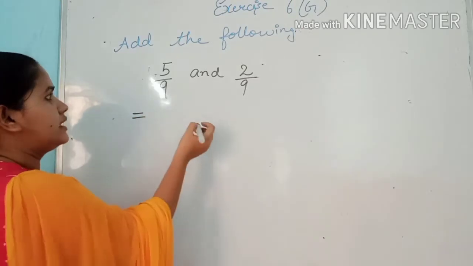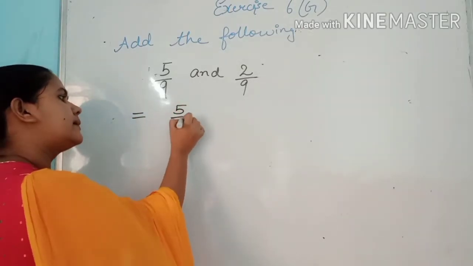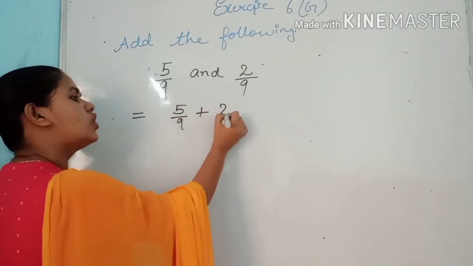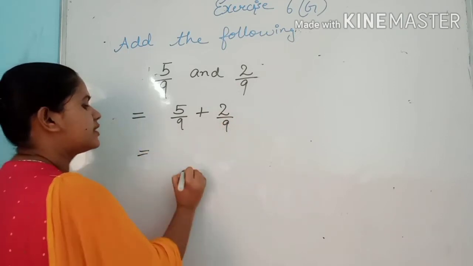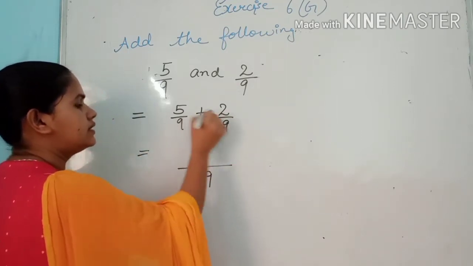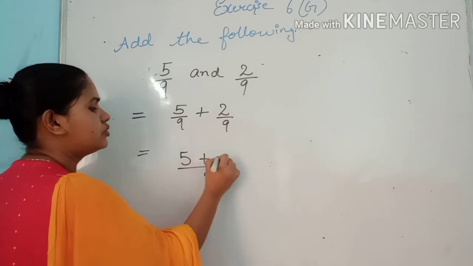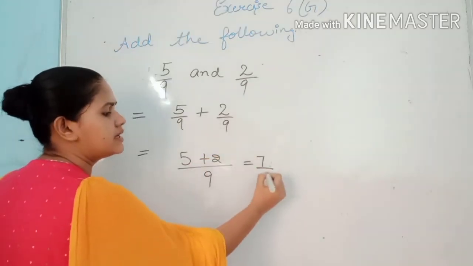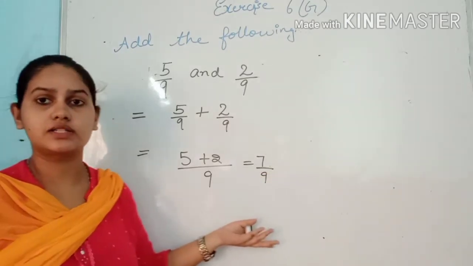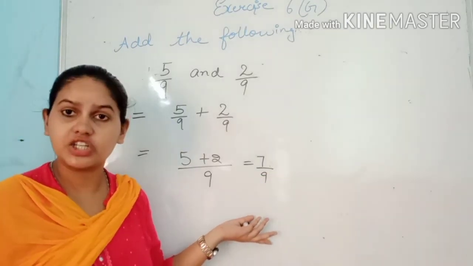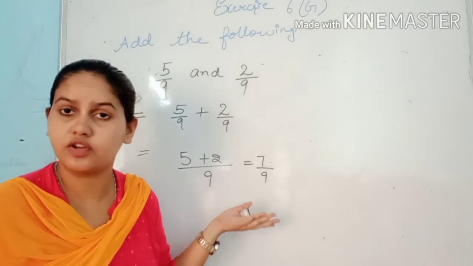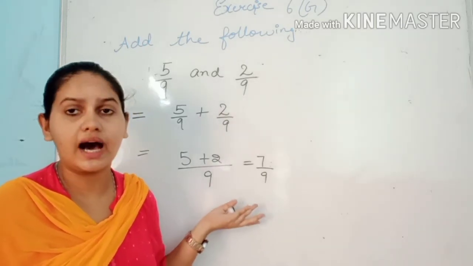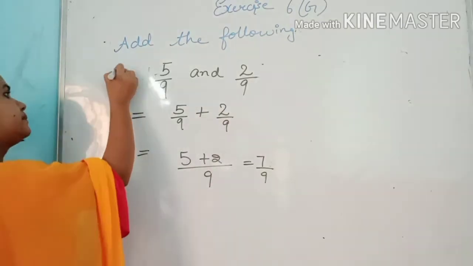Okay, equals 5 over 9 plus 2 over 9. Now I am going to take the common denominator. Then 5 plus 2, it becomes 7. And the denominator is 9. So this is the answer of our last sum of addition. You can see the last sum is 7 over 9.